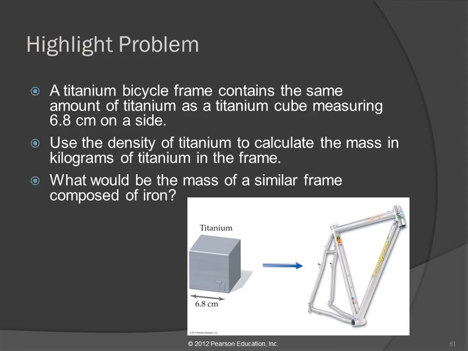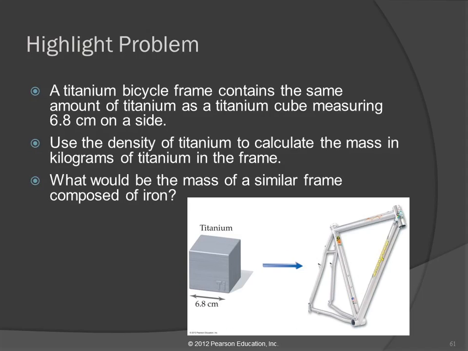So here's another example. These are more interesting word problems, more challenging. But we've learned how to use dimensional analysis now, and so we can figure these things out. And this actually relates to a density problem as well. A titanium bicycle frame contains the same amount of titanium as a titanium cube measuring 6.8 centimeters on a side. And they've given you a picture. Pictures can be really helpful.